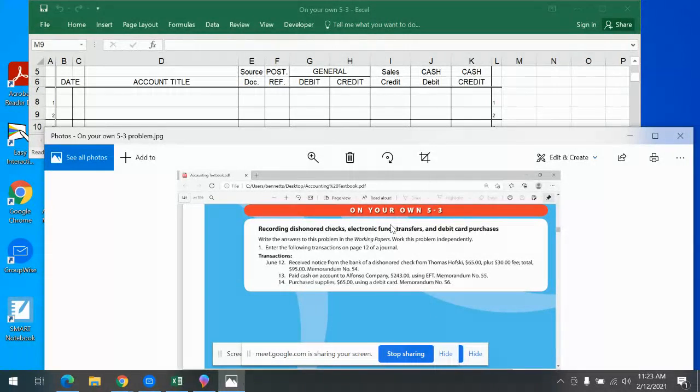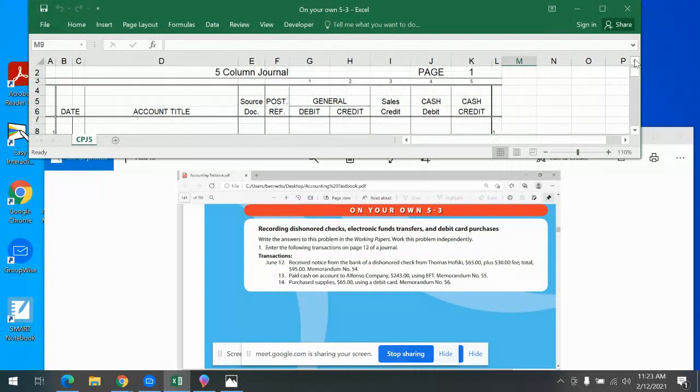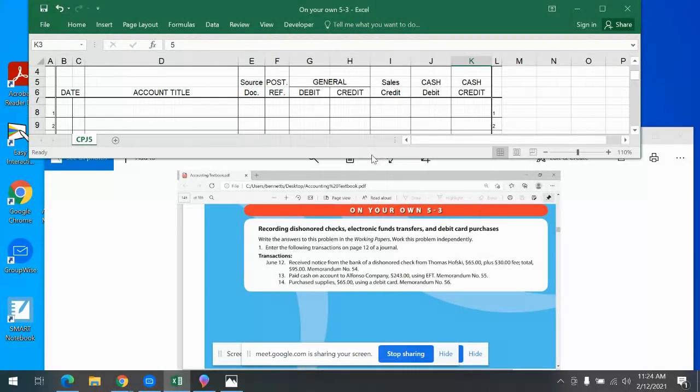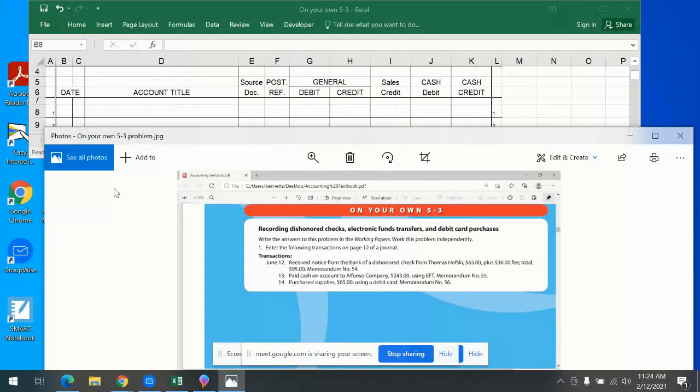Recording dishonored checks, electronic funds transfers, and debit card purchases. Write the answers to this problem in the working papers and work this problem independently. Number 1, enter the following transactions on page 12 of a journal. Okay, page 12. So this says page 1. First things first, change it to 12, please. Second, my date. Ivan Baez, I'm going to go with June 12th. You okay with that?